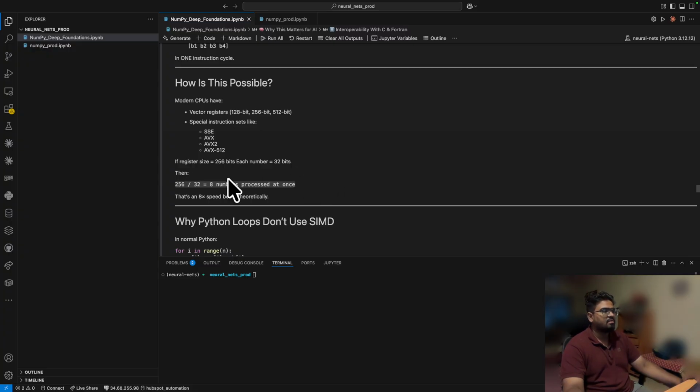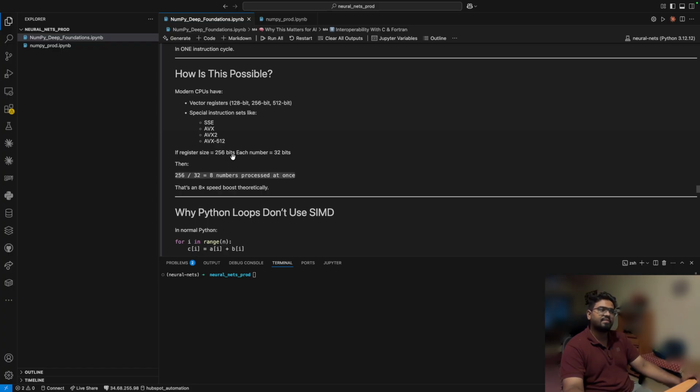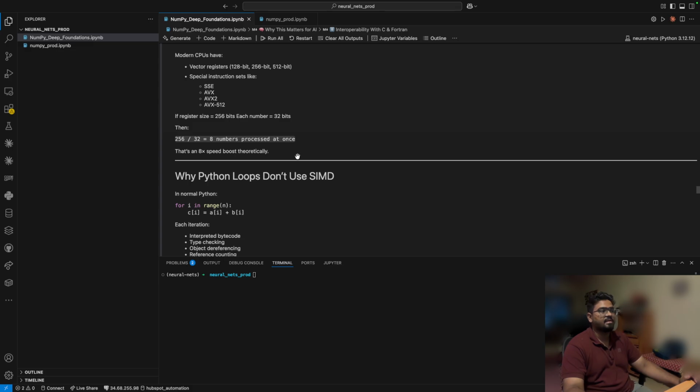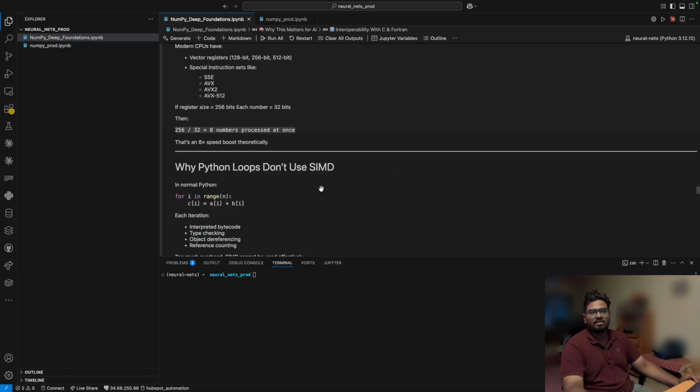So you can see the calculation over here: the register size is 256 bits, and each number is 32 bits. If you divide, you can save 8 numbers in the 256-bit register. So if you want to perform any operation, you can consider that entire block of 8 numbers at the same time, and it's processed just once, and that is 8x speed boosted. Because if you are using a simple Python for loop, then you need to perform the same operation 8 times, but here it is performed at a single point in time. So that's why it's 8x faster compared to Python loops.